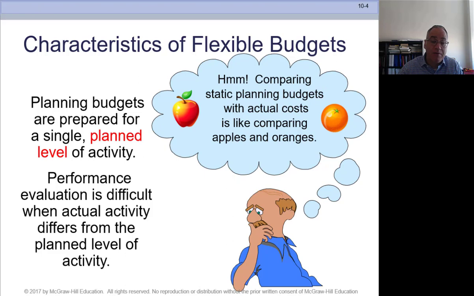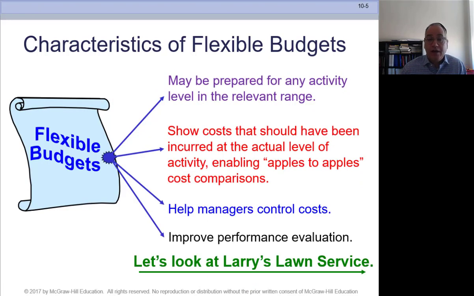So the inherent problem here is that performance evaluation is very difficult when actual activity differs from the plan level. And so comparing a static planning budget from Chapter 9 based on a certain level of sales, let's say, to actual results where sales were different, you're comparing apples and oranges, and then you really have a big problem. So we're going to create what's called a flexible budget, or the way I like to say it, we're going to flex our budget.